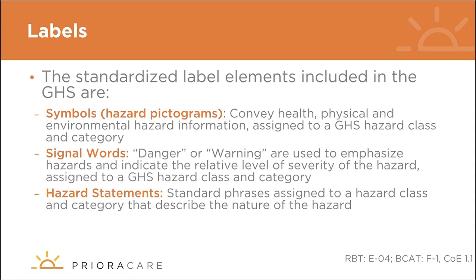Now that we have gone over the types of physical and health hazards specified in the Hazard Communication System, we will discuss the use of labels for hazardous materials. The standardized label elements included in the GHS system are symbols, or hazard pictograms, which convey health, physical, and environmental hazard information, assigned to a GHS hazard class and category. Signal words, such as danger or warning, which are used to emphasize hazards and indicate the relative level of severity of the hazard, assigned to a GHS hazard class and category. And hazard statements, which are standard phrases assigned to a hazard class and category that describe the nature of the hazard.